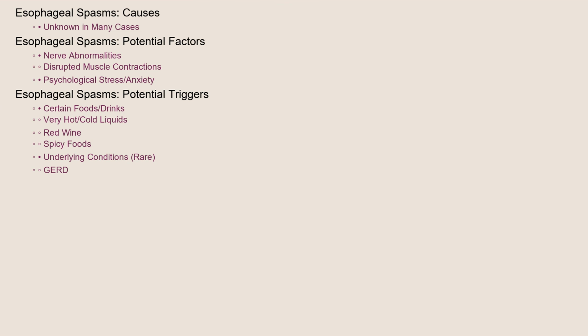So, what exactly causes these esophageal spasms? Well, the truth is, in many cases, the precise cause remains a mystery. However, several factors are believed to play a role. These include abnormalities in the nerves that control the muscles of the esophagus, which disrupt the coordinated contractions needed for swallowing. Psychological stress and anxiety can also be triggers for some individuals. Certain foods and drinks, such as very hot or very cold liquids, red wine, and spicy foods, might also contribute to esophageal spasms in susceptible people. In rare cases, underlying conditions like gastroesophageal reflux disease, or GERD, can exacerbate the problem.